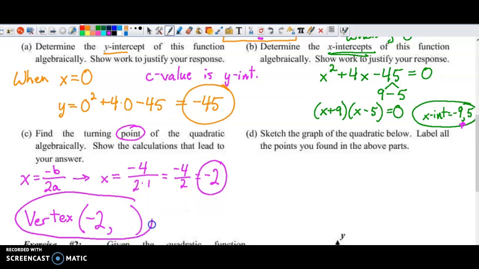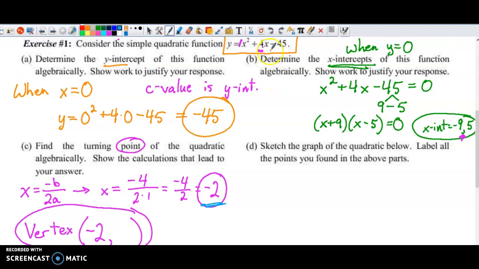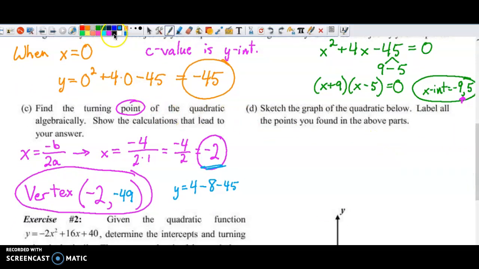What you have to do is figure out what the y value is. How do we find the y value? If x equals negative 2, I need to go back and plug in negative 2 for this x. Negative 2 squared is positive 4. 4 times negative 2 is negative 8, minus 45. So we get a y value of negative 49. Now I'm going to draw a very, very rough sketch. I'm not going to spend a lot of time drawing it perfectly.